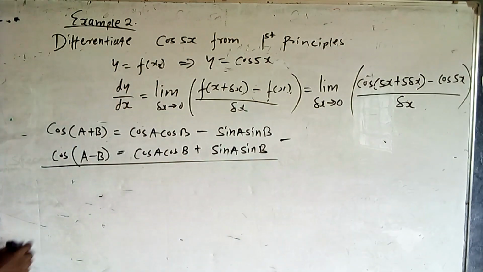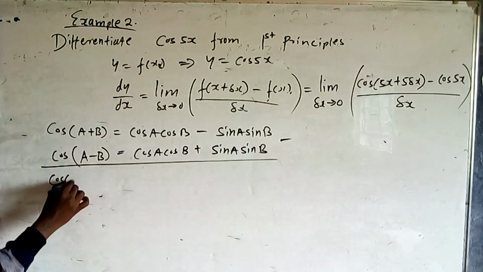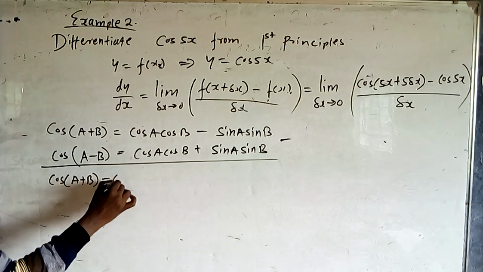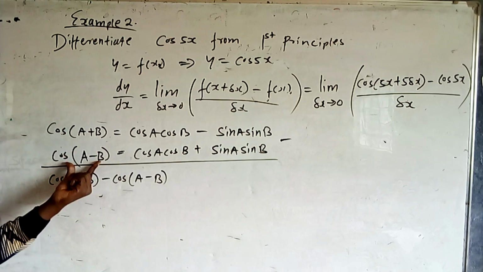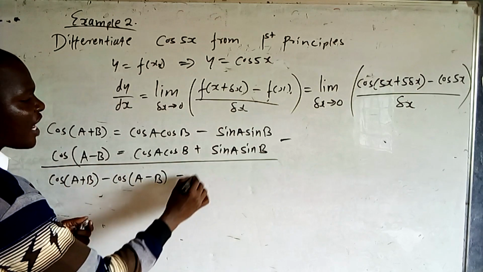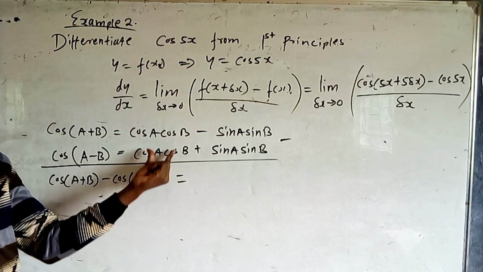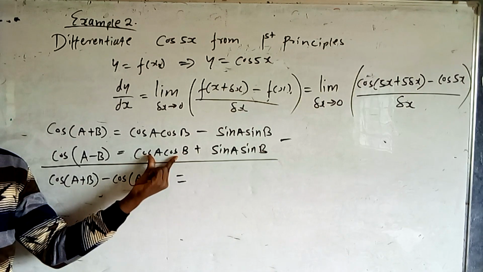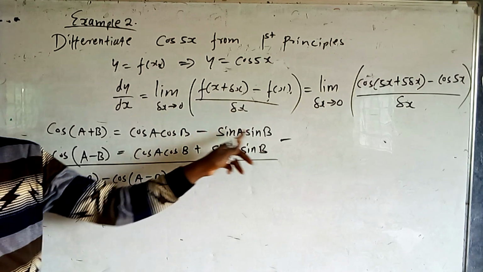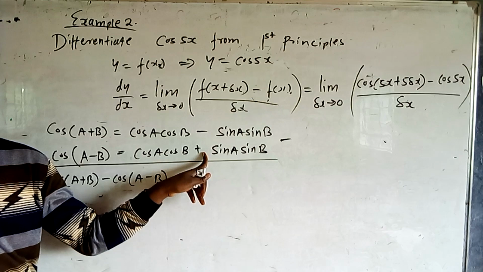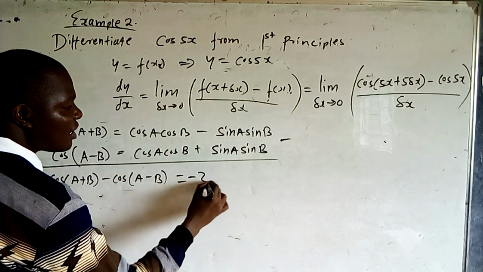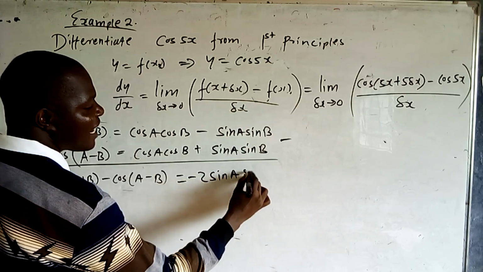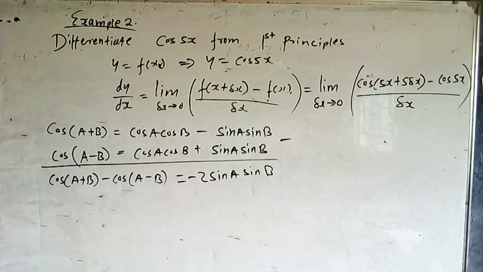So if you subtract them, what do you get? Cos(A plus B) minus cos(A minus B), isn't it? Then on the right hand side of the equation, this minus this is 0, isn't it? Are we together? Then minus into minus is plus, minus into plus is minus, isn't it? So you have negative 2 sine A sine B.